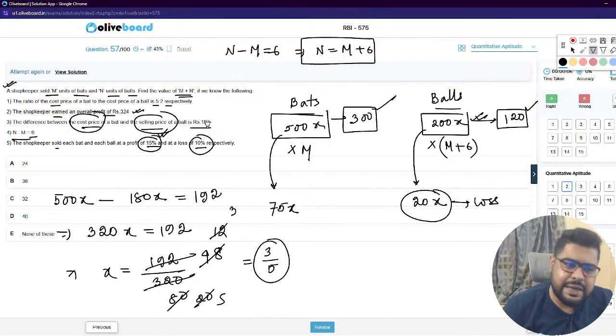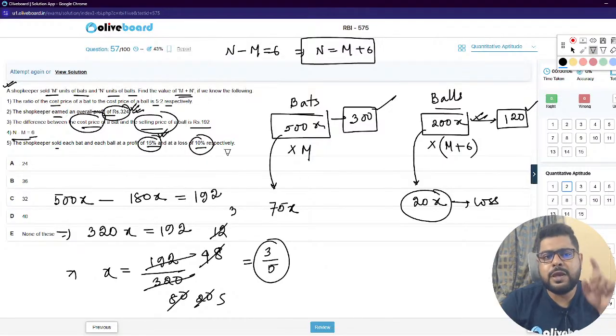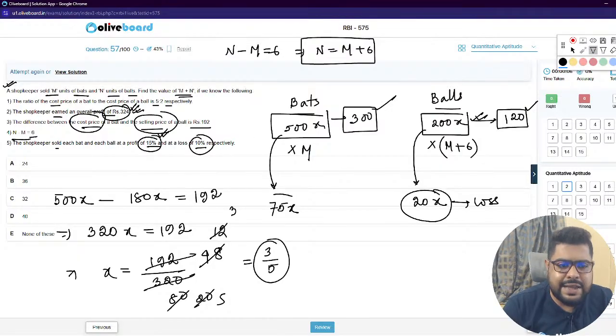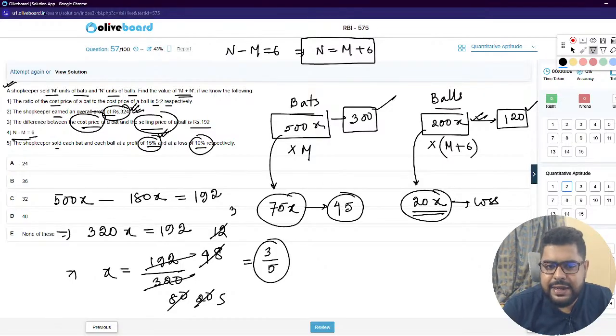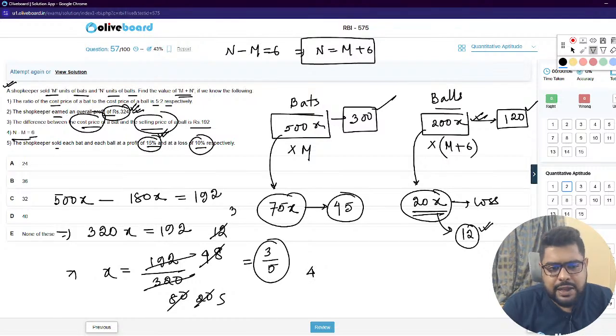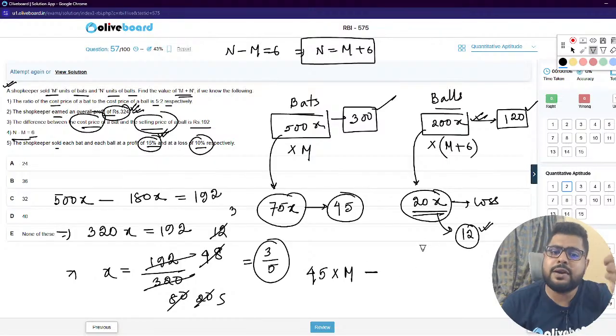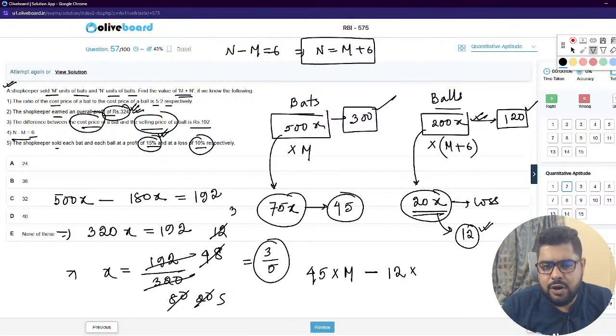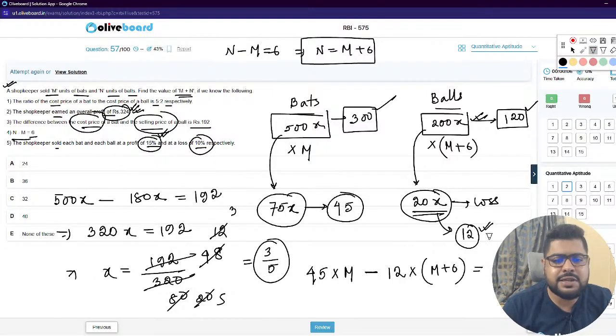Perfect, sir. Now we need M and N, and we will get it from this 324 value. Shopkeeper earned 75x as profit on a bat. So 75 into 3 by 5 is 45 rupees. And the loss is 20x, 20 into 3 by 5, that is 12. This is the loss. So 45 rupees profit for M bats, and minus, because there is a loss, 12 rupees loss on M plus 6 balls. Overall profit is 324.